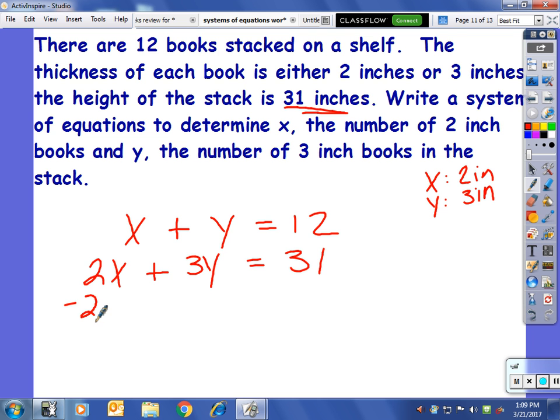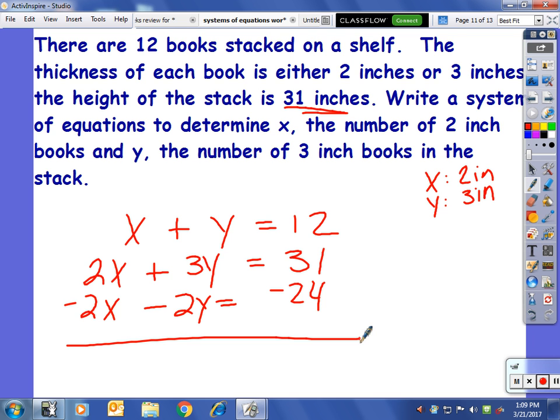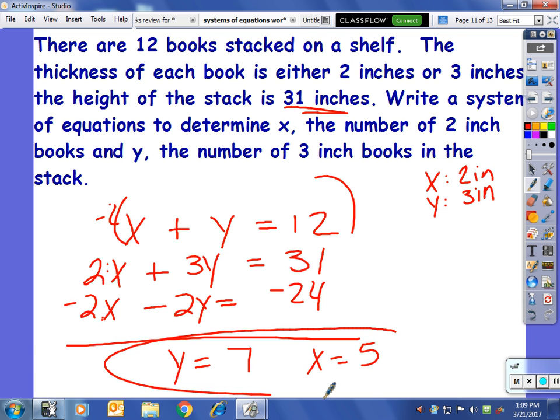Multiply the top equation by -2. Negative 2x minus 2y equals negative 24. You see what I did there? I multiply the top equation by -2 so that the x's would cancel. Then I get y equals 7. Well, there was 12 books, so the rest of them have to be the other x's, which would be what? 5. Now let's make sure that that works out height-wise. If there were 5 of these, that would be a total of 10, and if there were 7 of these, that would be a total of 21. Does that work out? Yes.